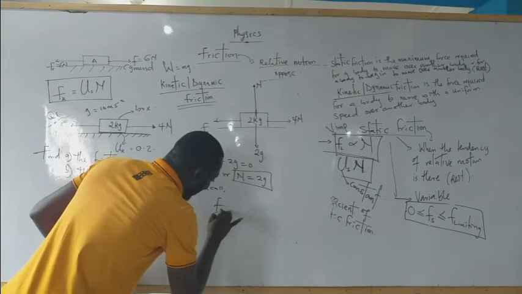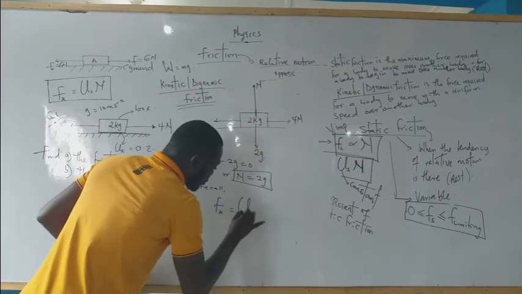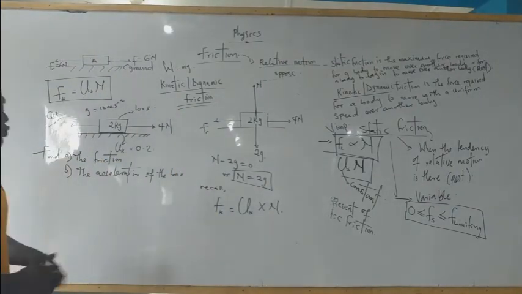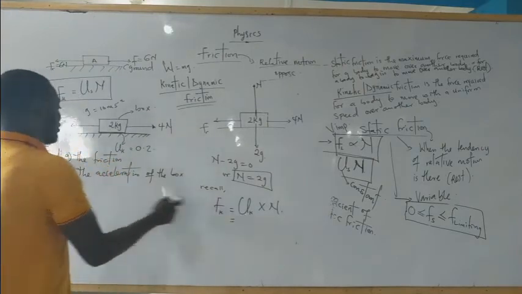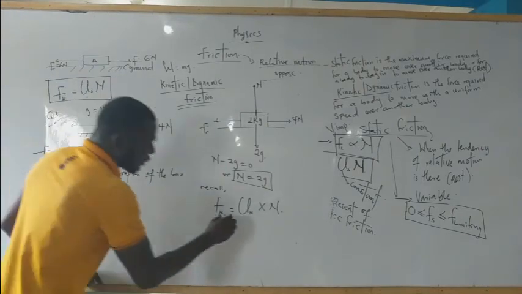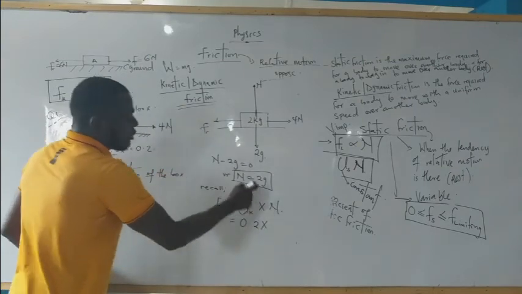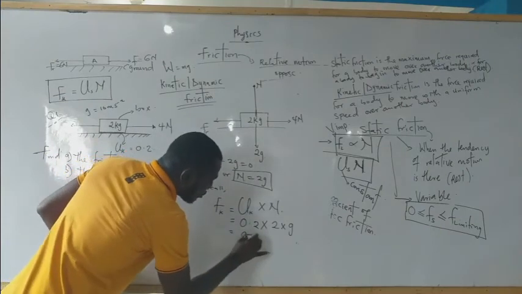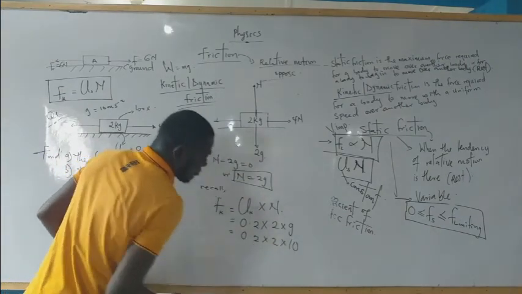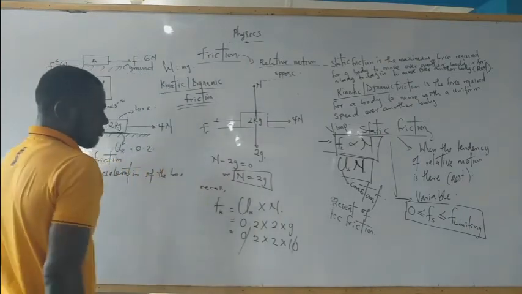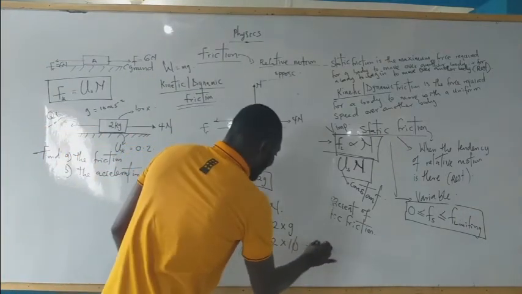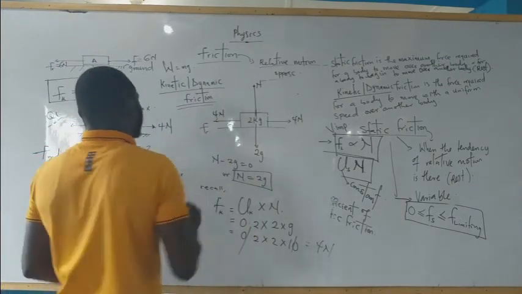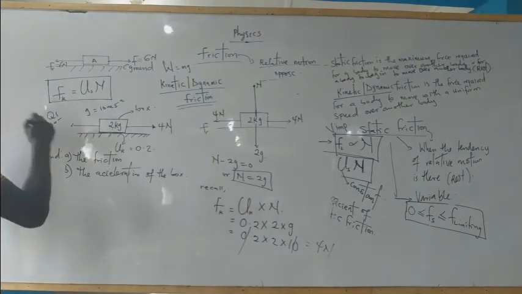And recall that we have Fk equals μk times the normal reaction. There was μk, that's the coefficient of kinetic friction. That is 0.2 times 2 times G. That's 0.2 times 2 times 10. This cancels this. 2 times 2, that's 4 Newton. Meaning that this is 4 Newton.